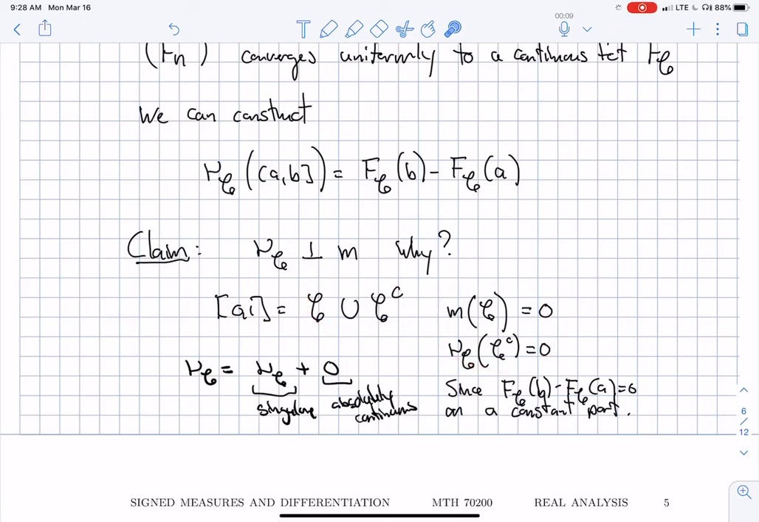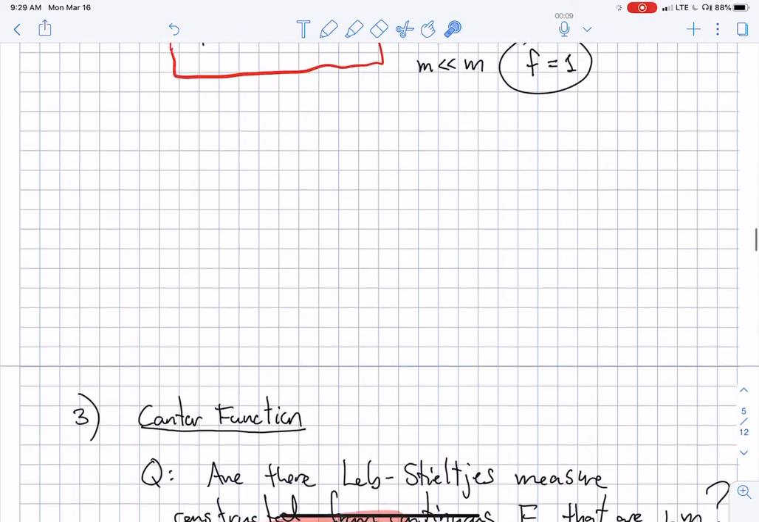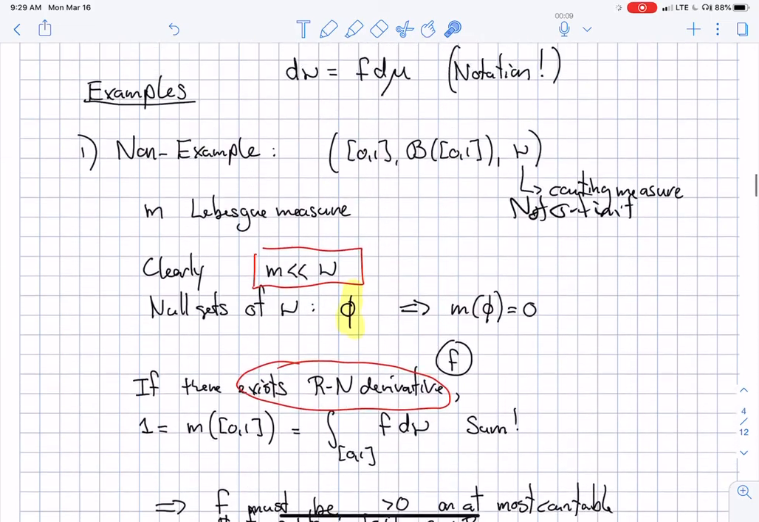So you found a partition where the two measures are supported on each, and therefore they're mutually singular. The decomposition is simply the Cantor measure plus 0, so the absolutely continuous part is 0, or if you wish, the Radon-Nikodym derivative is 0. Alright, so that gives you three nice examples. And there's plenty of others.